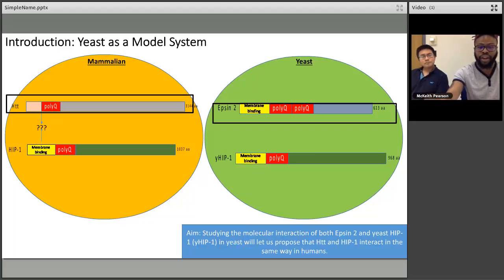Now that we have identified two proteins of interest in the yeast system, we can propose this aim. Our aim is that studying the molecular interaction of both Epsin2 and yeast HIP1 in yeast will let us propose that Huntingtin and yeast HIP1 interact in the same way as they do in humans.